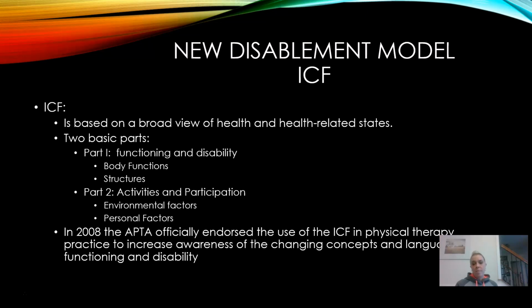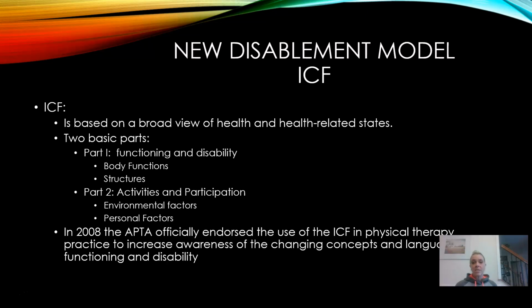So the new disablement model, the one that's been accepted by the APTA, was proposed by the ICF, which is the International Classification of Functioning, Disability, and Health, and it's based on a more broad view. It has 2 major parts, and actually the majority of it is the same as the Nagi model. So part 1 is looking at the actual functioning and disability of the person, looking at the body functions, body structures. The body structures would be the same thing as pathology. The body functions would be the same thing as impairment. Functional is functional limitations, and disability is disability. So really part 1 is the Nagi model.